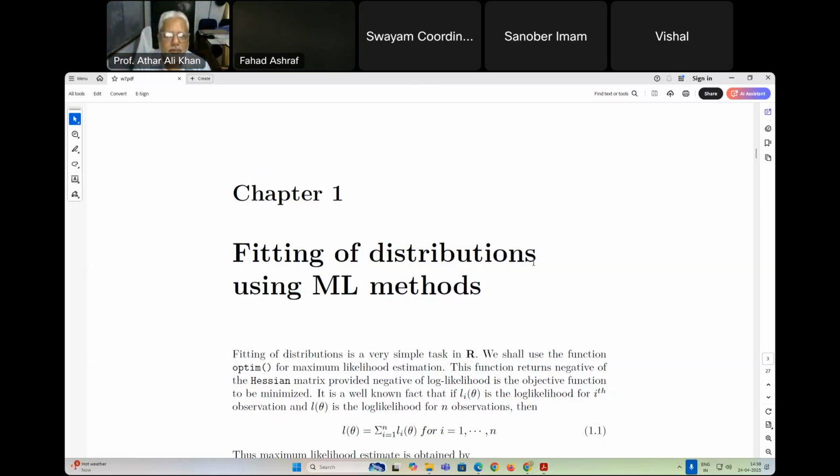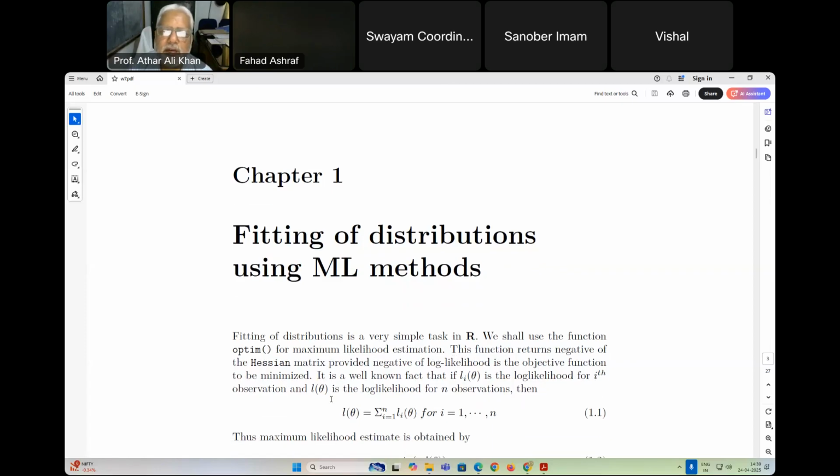Today I'm going to talk about non-linear models, fitting of non-linear models. Actually, fitting of a distribution using ML method is also a problem of non-linear optimization. Fitting of distribution is a very simple task in R. We shall use the function optim for maximum likelihood estimation. This function returns the Hessian matrix of the negative log likelihood, provided the negative of log likelihood is the objective function to be minimized.